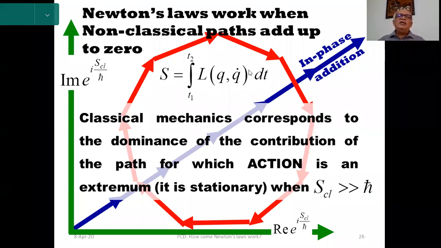And when this integral is much larger than the Planck's constant. So the Planck's constant becomes the unit of quantum mechanics, as we know from our earlier discussions from various textbooks and courses that you have taken earlier. So it is not surprising that Planck's constant shows up over here. So it becomes the unit in which angular momentum is measured. And when this classical action is much larger than the unit of quantum action, then you have classical mechanics or the Newton's laws or the Lagrange or the Hamilton's laws, which work out.